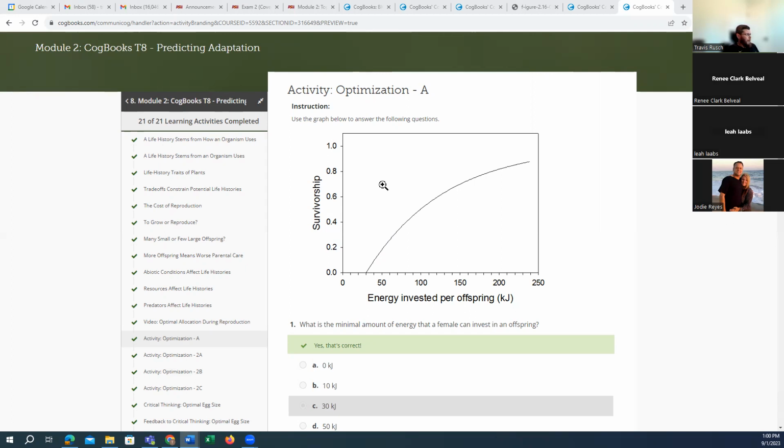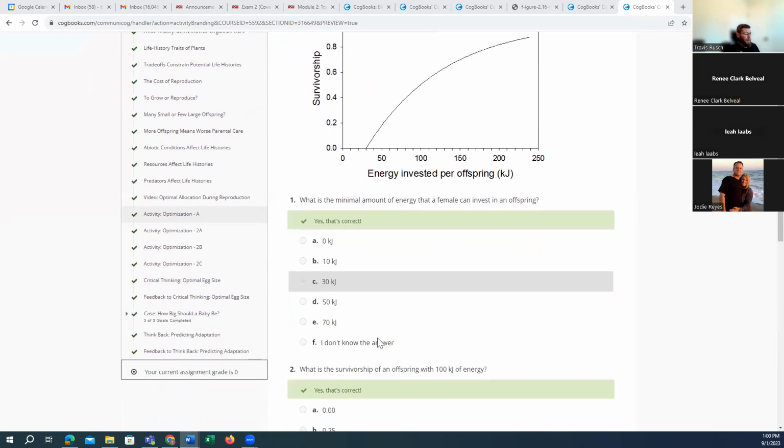Okay, so this first one starts off a little slow, which I think is a good build for us. We look at the chart here. We have energy invested per offspring measured in kilojoules, which is a unit of energy, and survivorship on the y-axis ranging from 0 to 1. So 0 is they don't survive, 1 is maximum survivorship. The question asks, what is the minimal amount of energy that a female can invest in her offspring? For this one, we look at the x-axis and see where this line hits it. It doesn't go all the way to 0, it goes to 30. So that's the minimum amount of energy she can invest in an individual offspring. Does that one make sense?